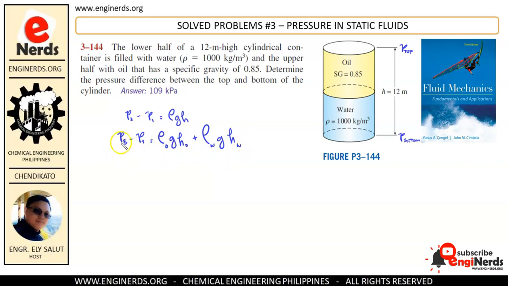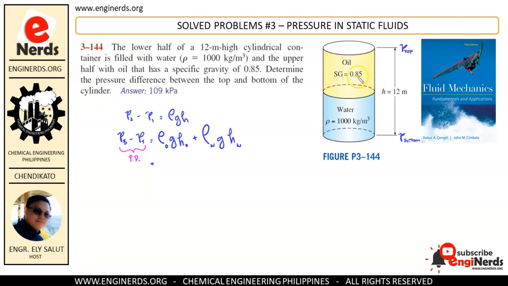And by the way, this right here is our pressure difference. So, once masolve na natin itong nasa right side ng ating equation, that will give us our pressure difference. Okay, so now, substitute na natin ang ating mga values. Kailangan natin makuha yung density ng ating oil. So, we have the specific gravity here, which is 0.85.